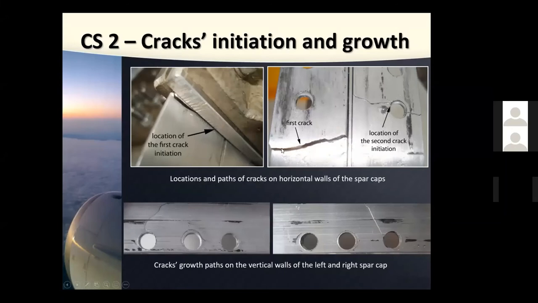And then this first crack grew through this spar cap and then moved horizontally like this along this edge. You can see maybe on this image, then it moved like this and then moved down and then stopped here when the crack reached this hole. The second crack started to grow here in this direction and then also moved down and then moved along this edge and finished here at this hole.